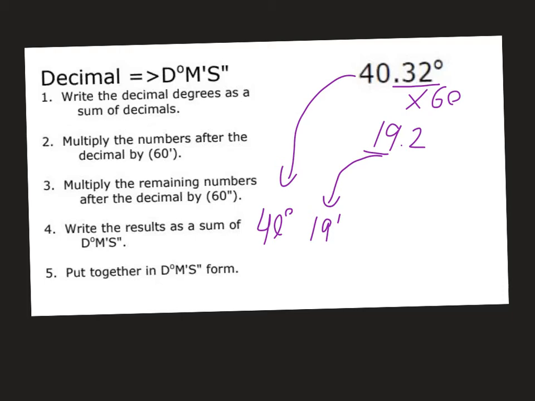And then this 0.2, we're going to multiply that by 60, which will give us 12, which then becomes our seconds. So 40.32 degrees is the same as 40 degrees, 19 minutes, and 12 seconds.